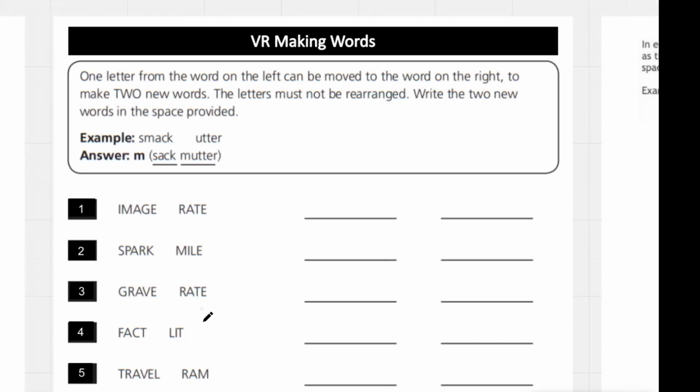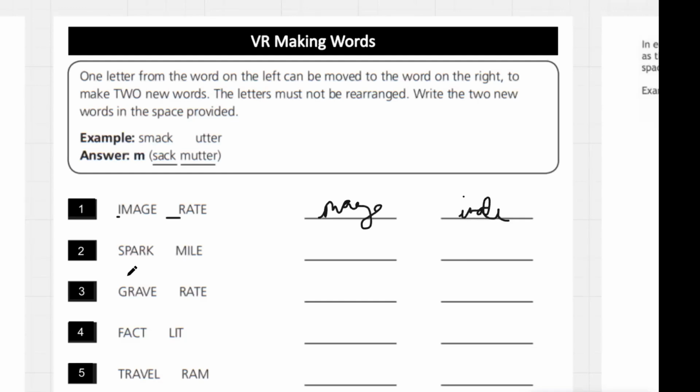So for VR, we're starting off with making words, and I can change the letter I and move it to over here to make mage and irate. And what does mage mean? A mage means someone magic or a learned person, and irate means angry.